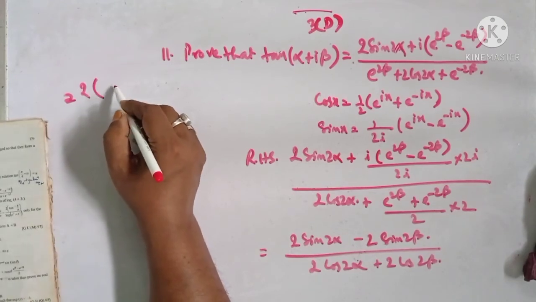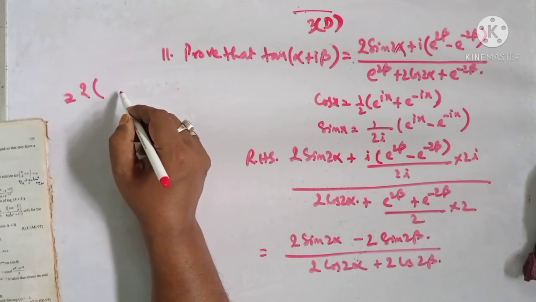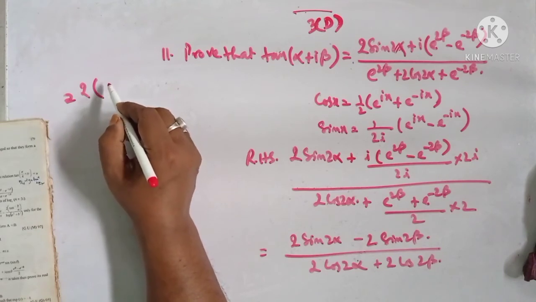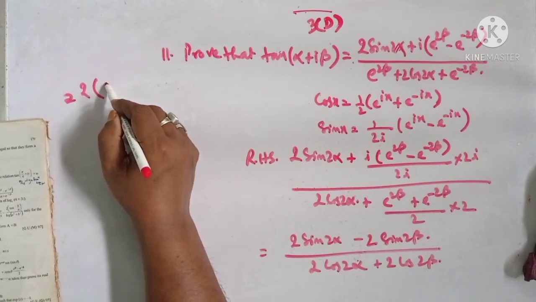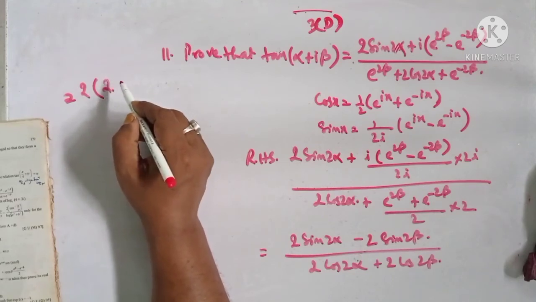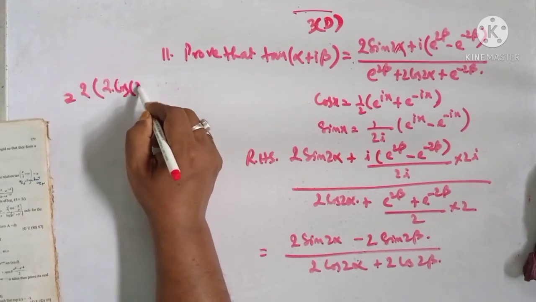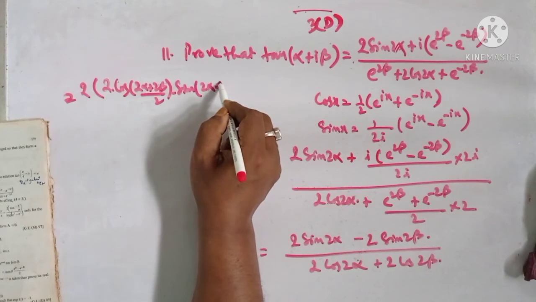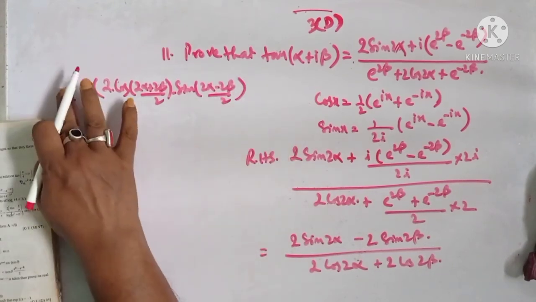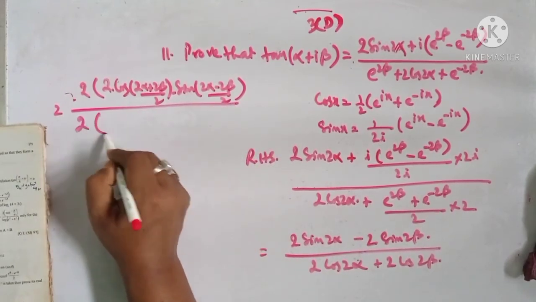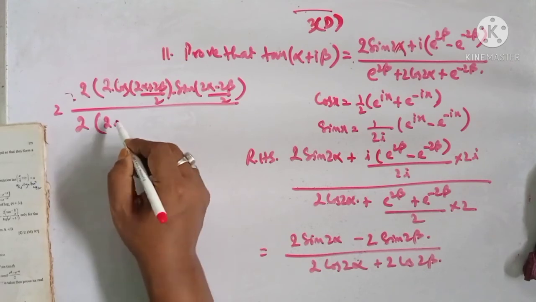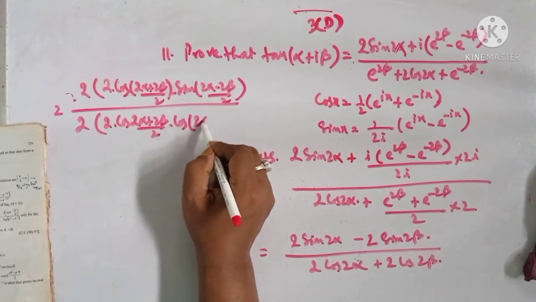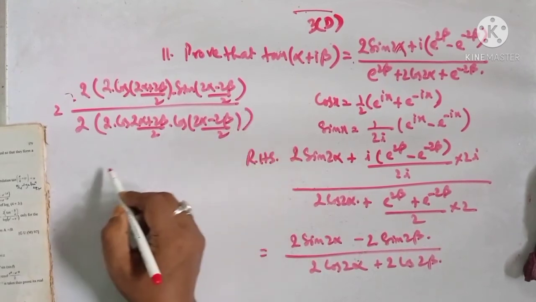Now if I am going to use the formula, sorry, the sin A minus sin B formula, that will be 2 cos of (2 alpha plus 2 beta) by 2 into sin of (2 alpha minus 2 beta) by 2. And below, if I apply the cos A plus cos B formula, then it is 2 cos of (2 alpha plus 2 beta) by 2 into cos of (2 alpha minus 2 beta) by 2.